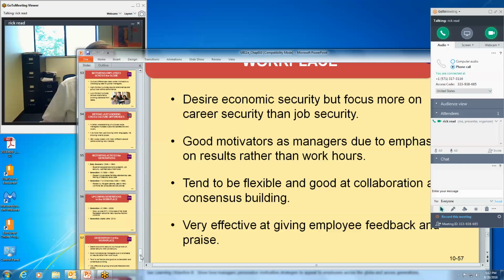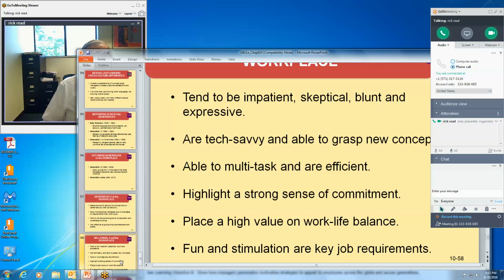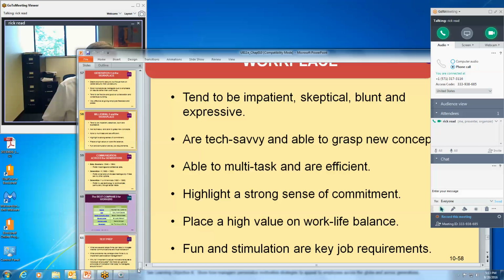This is what Generation X expects in the workforce, and I'm not going to go into that too much. And this is what millennials expect. And again, I'm not going to cover that a whole lot. What I do want to say to you, as I've said before, is to be cognizant of the differences.